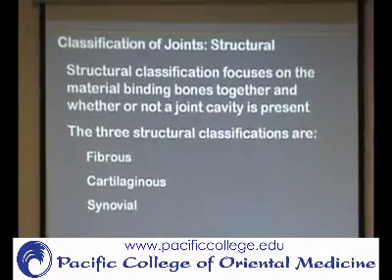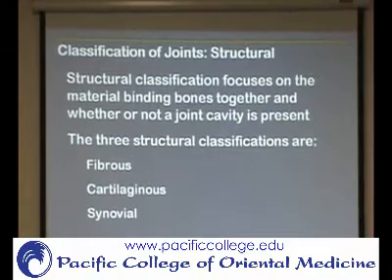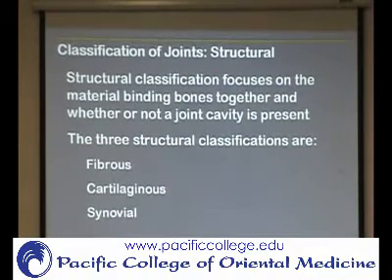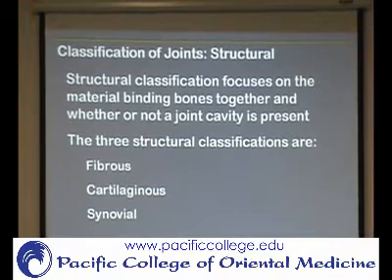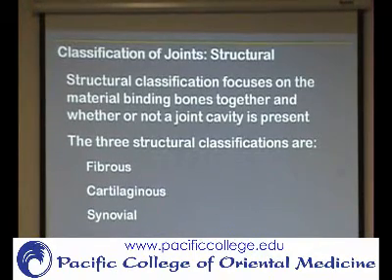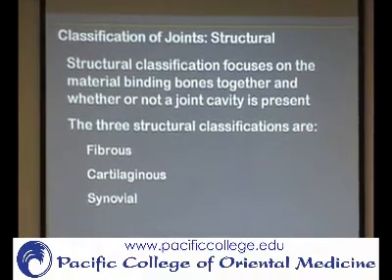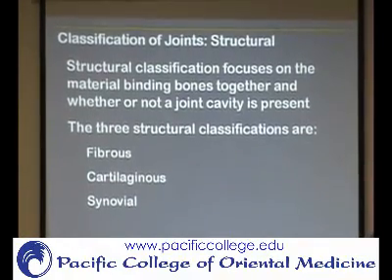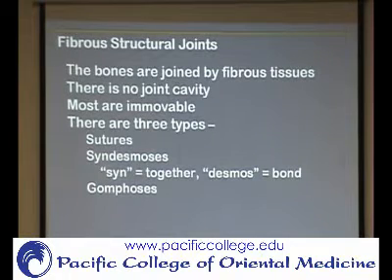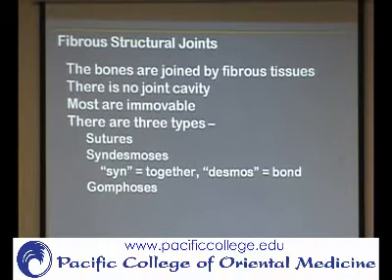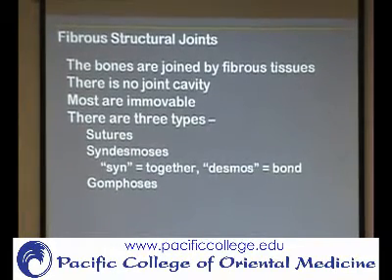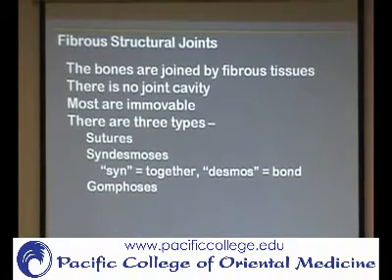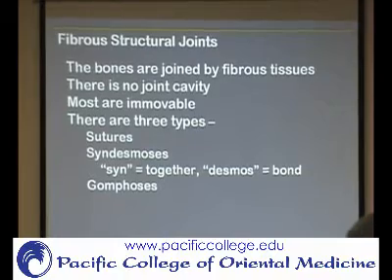And so structural is going to be fibrous joints, cartilaginous, and synovial. What determines that is the materials that join the joint together, and whether or not there's a joint cavity. Synovial joints are joints that are going to have a joint cavity, joint fluid, and a lot of other characteristics that we'll talk about later. The fibrous joints are bones that are joined by fibrous tissue. Most of those don't have a joint cavity, and they're not movable.